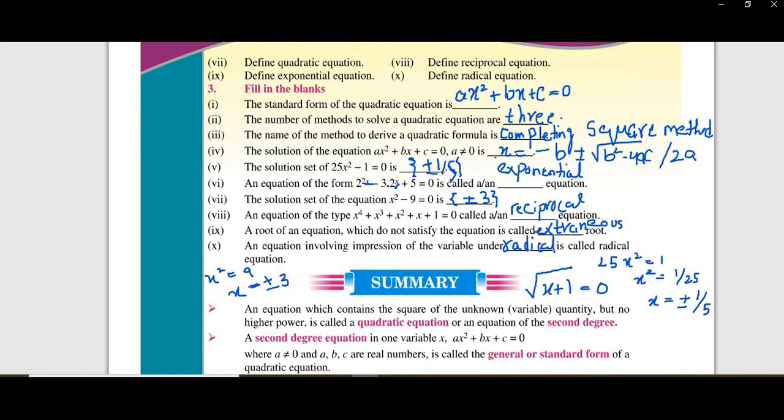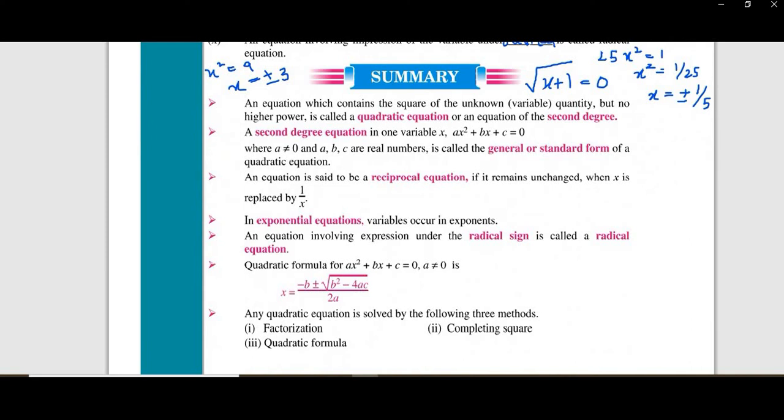Okay, now there is a summary of the chapter. An equation which contains the square of the unknown variable but no higher power is called a quadratic equation or an equation of the second degree. A second degree equation in one variable x is ax square plus bx plus c equals 0, where a not equal to 0 and a, b, c are any real numbers. This is the general or standard form of a quadratic equation.